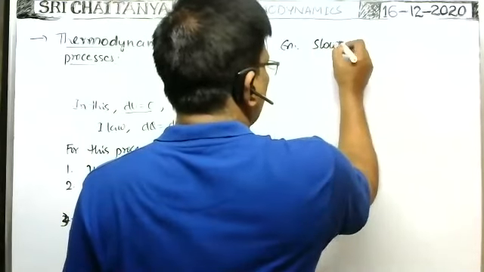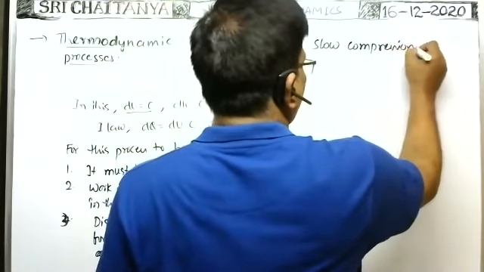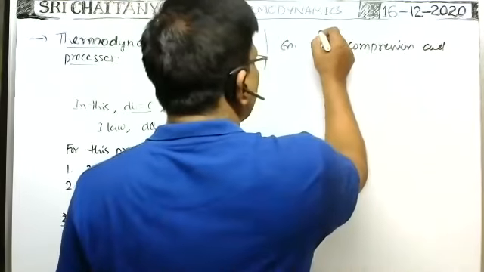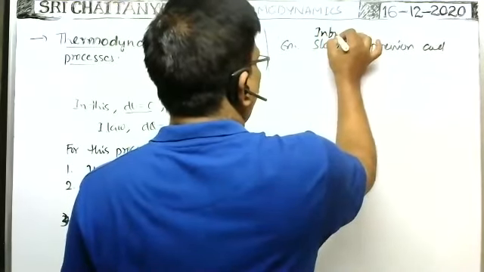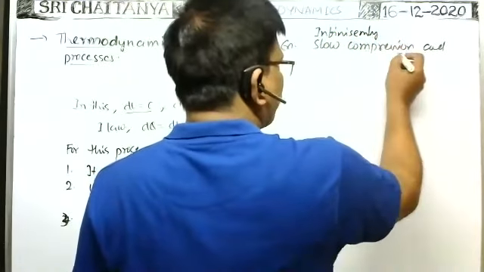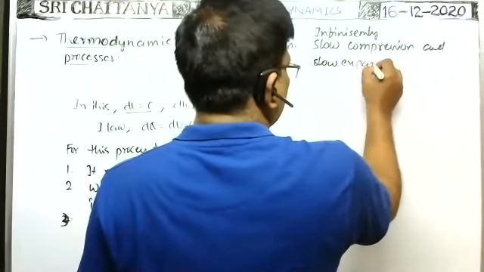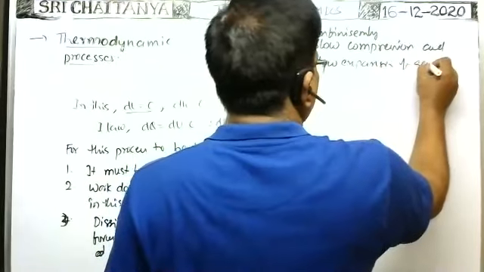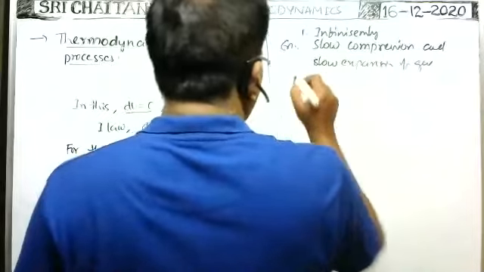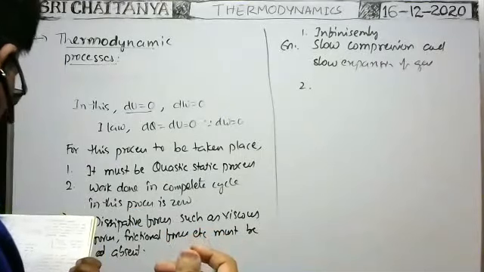Slow means infinitesimally slow. Infinitesimally slow compression and slow expansion of a gas is an example of a reversible process. This is one. Next, slow extension and slow compression of the spring.